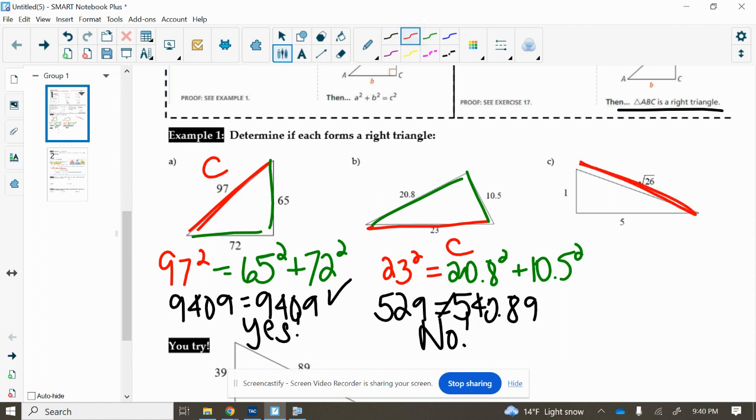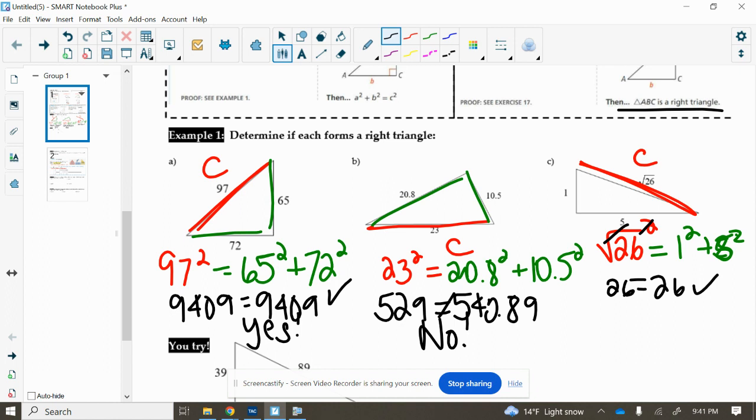Last but not least, we want to test again. Our potential hypotenuse this time is the square root of 26, which is a little over 5. And then 1 and 5 would be our smaller sides. Now, anytime you square a square root, we notice that that undoes the square root. So this just becomes 26. And then 1 squared plus 5 squared is 26 as well. So in this case, it did work out. So this is again a yes.